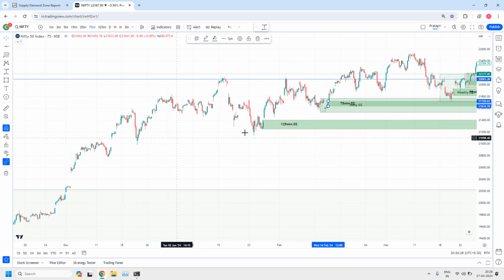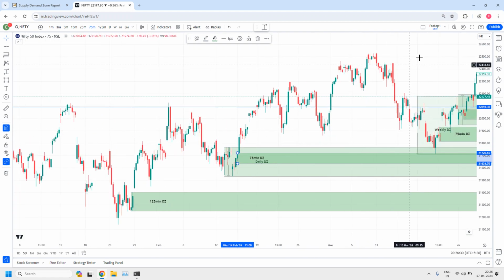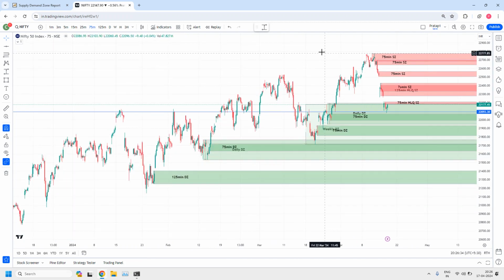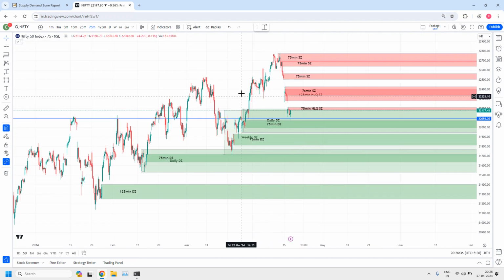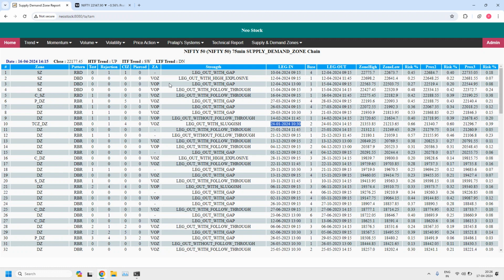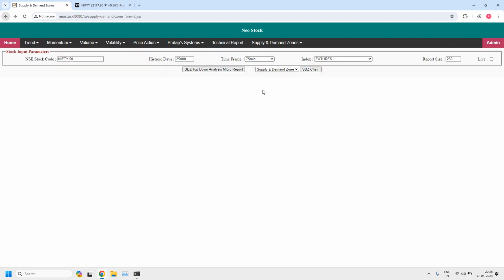Okay, let's not get into a further level. This is good enough. Let us limit our analysis to this area. Now next, let's move on to the next time frame, that is the 25 minutes time frame. Changing the time frame to 25 minutes.